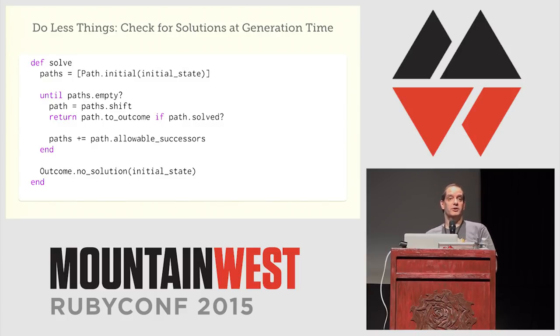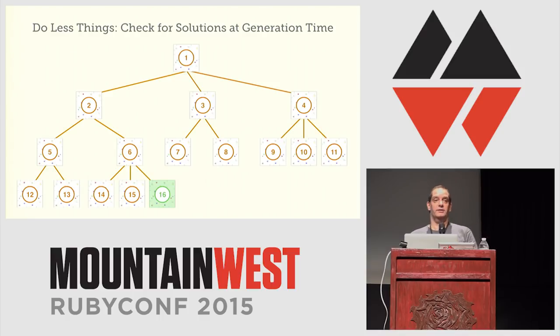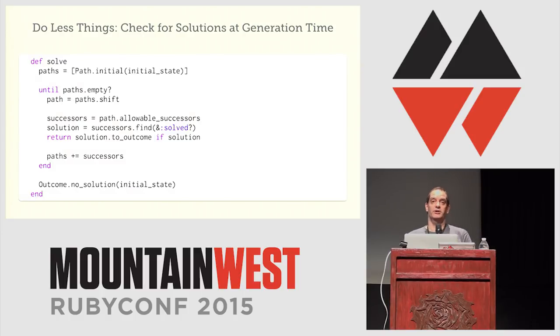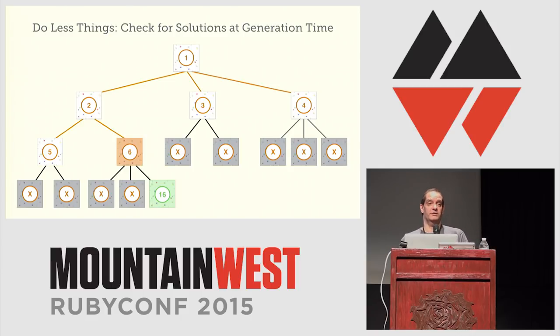You remember the algorithm I showed you earlier? We check a path for whether it's a solution when we pull it off the front of the queue. But what if instead we checked it before we even put it on the queue in the first place? So originally, to find a solution at node 16 here, I had to search all 16 nodes. But if I change my code to look like this, where I generate the successors, and then I check whether any of those is a solution before I put them on the end of the list, what happens is I can find the solution at node 16 when I'm processing node 6. So I've knocked 10 nodes off the search here.